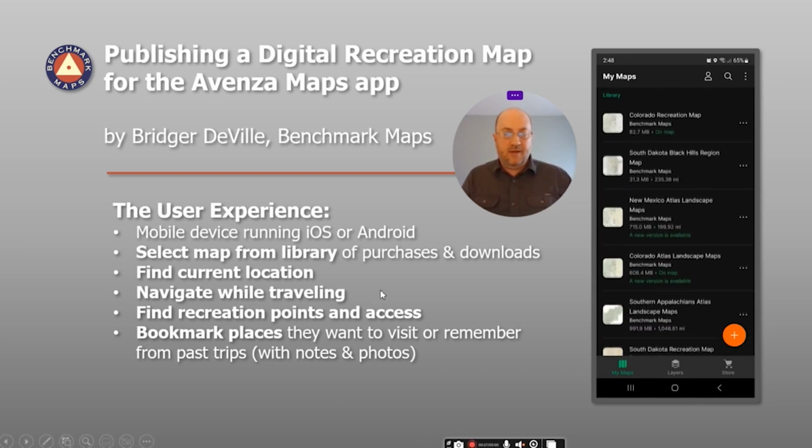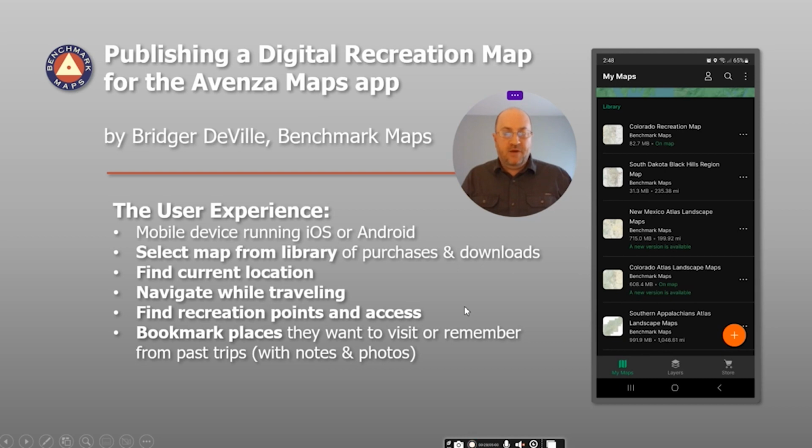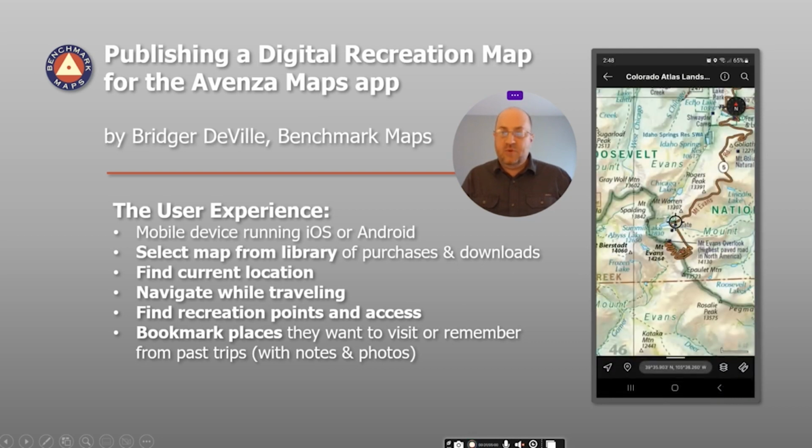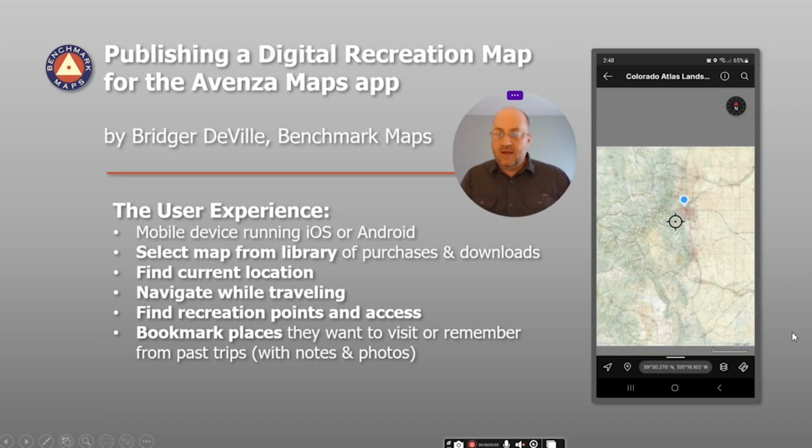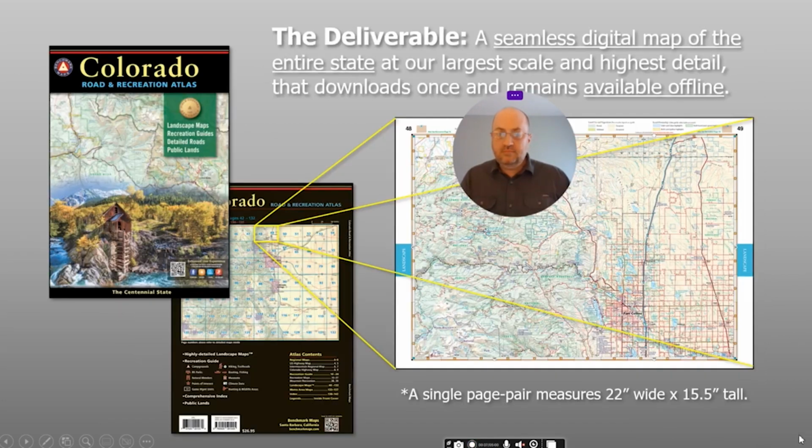Navigate while you're traveling. You can find recreation points of access and bookmark places that you want to go or have been with images and notes. So how do we get all this in there?